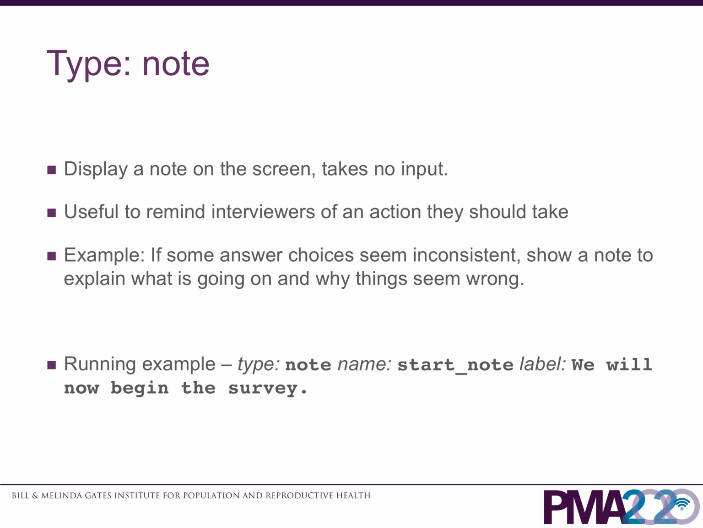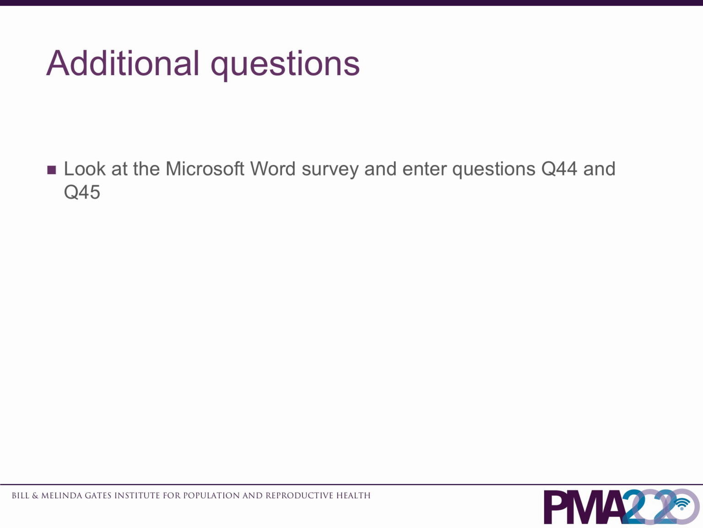Looking at the paper-based questionnaire, the next thing that we want to show the interviewer is a note. This is a screen that has no input, and it's just a message to the interviewer. Notes are useful for reminding interviewers of an action they should take, or to explain if something seems inconsistent. In our running example, in the next free row, in the column type, write note. In the name column, write start_note. And in the label column, we will now begin the survey. So please go ahead and look at the survey and try to enter questions 44 and 45, using what you have learned thus far.